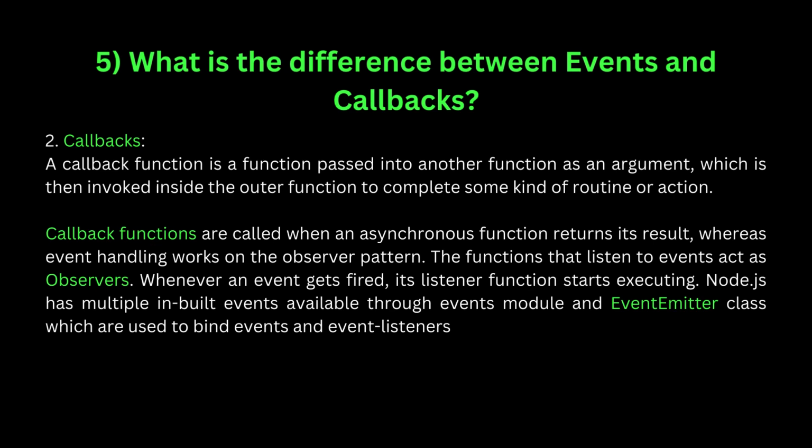2. Callbacks. A callback function is a function passed into another function as an argument, which is then invoked inside the outer function to complete some kind of routine or action. Callback functions are called when an asynchronous function returns its result, whereas event handling works on the observer pattern. The functions that listen to events act as observers. Whenever an event gets fired, its listener function starts executing.